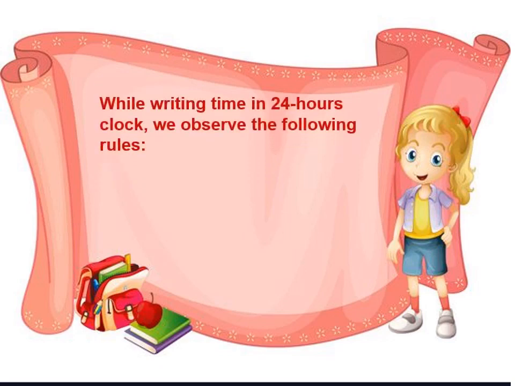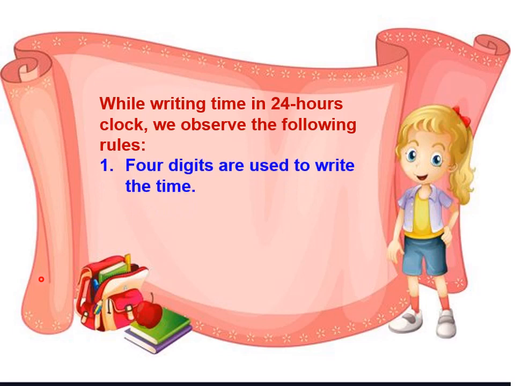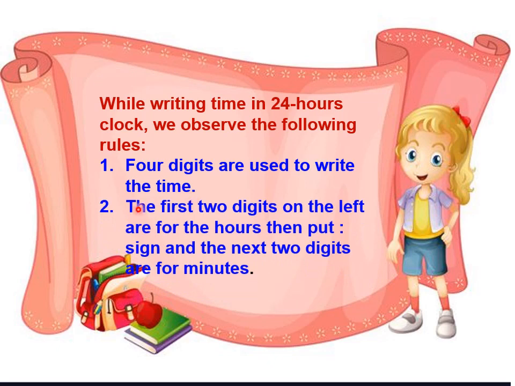While writing time in 24-hour clock, we observe the following rules. So here are some rules for writing 24-hour clock. 4 digits are used to write the time. The first 2 digits on the left are for the hours. Then put a dot sign, and the next 2 digits are for minutes. For example, 11:45 hours: this 11 on the left side indicates the hours, and the 45 on the right side indicates the minutes. So 11 hours 45 minutes.